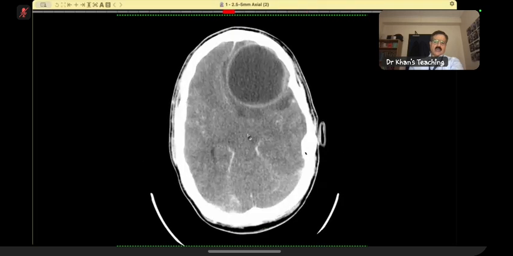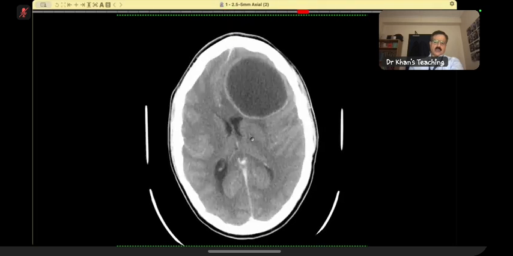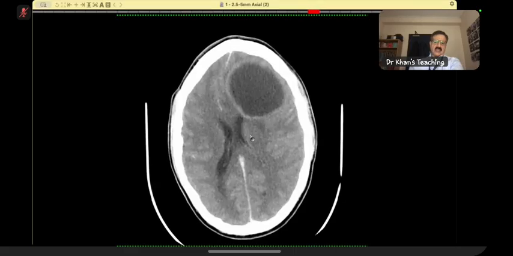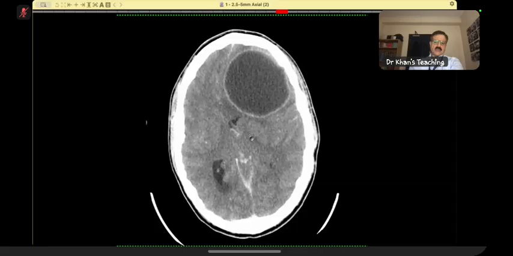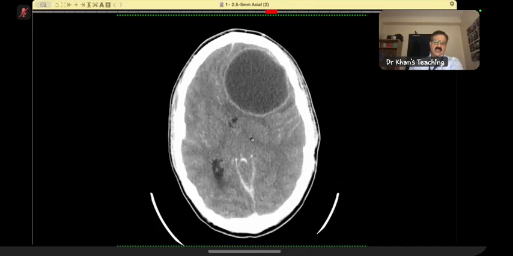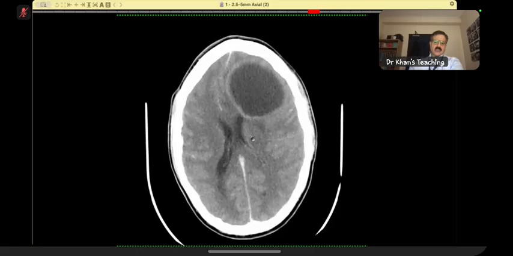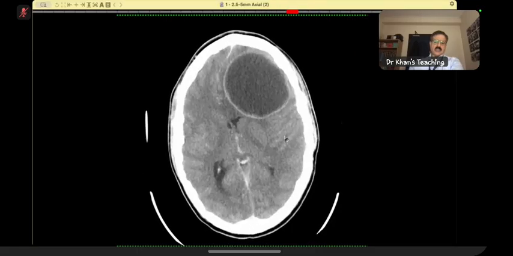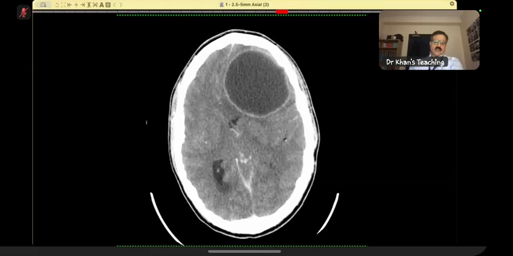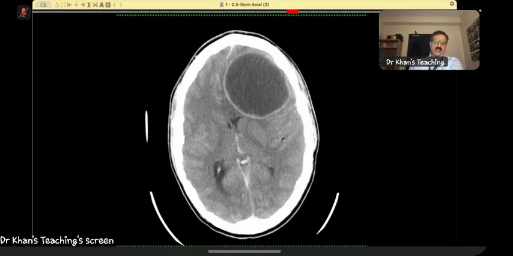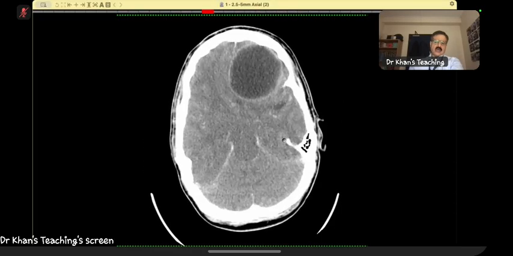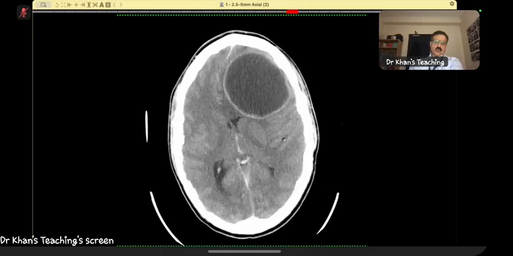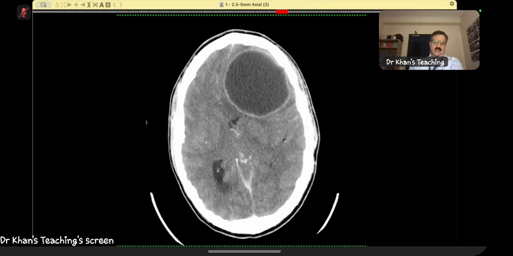So it will be a good idea in your description to tell the examiner, don't waste time, but instead of using subfalcine herniation, say why it is subfalcine herniation. You can see midline shift, you can see compression of the ipsilateral frontal horn, you can see dilatation of the contralateral temporal horn, overall in keeping with subfalcine herniation.